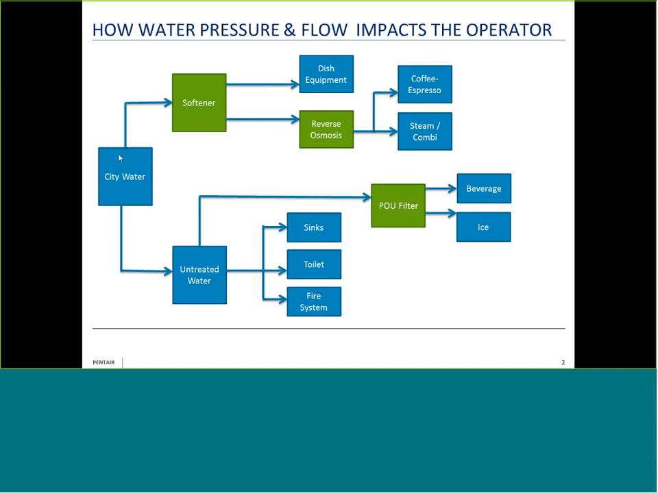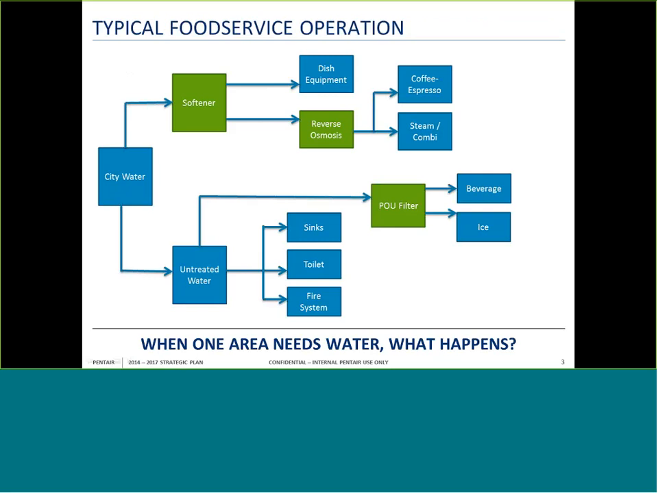In a typical food service operation, you have city water and a water softener, and that could be feeding a reverse osmosis system, the dish equipment. The reverse osmosis could be servicing all the coffee, tea, and espresso. And then you have the untreated water going to the bathrooms, the fire alarms, toilets, and sinks. And then you have point-of-use filtration that might be going to the beverage and ice.